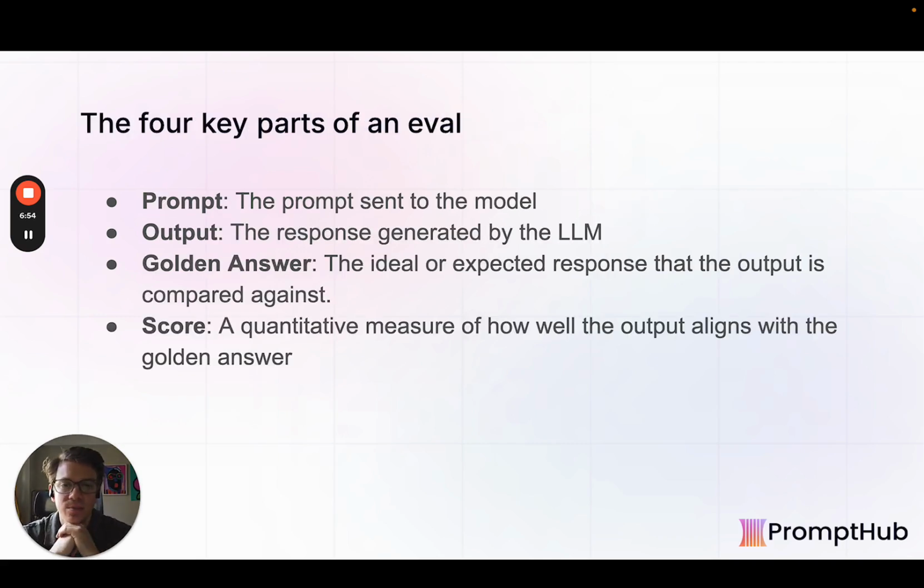So in terms of what an evaluation is, there are 4 key parts. There's the prompt, what you send to the model. There's the output, the response from the model. There's what you're comparing it to, the golden answer, which is the ideal or expected output, and then a score, which is the measure of the output against that golden answer.